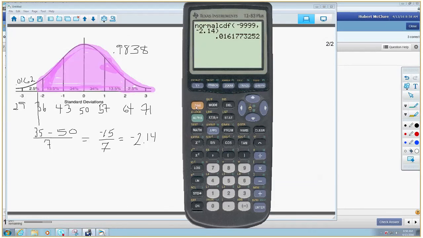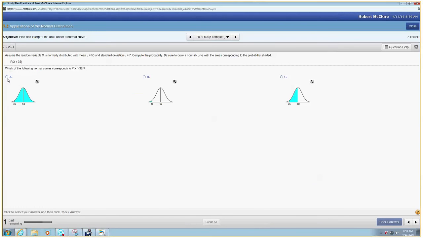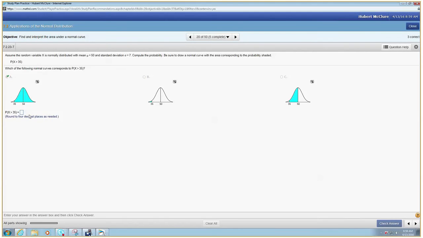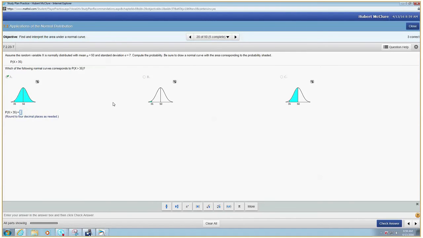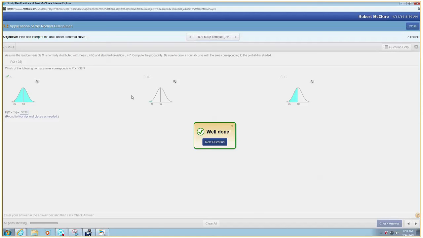Second entry, negative 2.14, comma, 99999. Enter. 0.9838. It's a miracle. So let's go back to our handy dandy problem and see if we still getting it wrong. What was it? Point what? 9838. I guess there was something wrong with the last problem. I don't know.